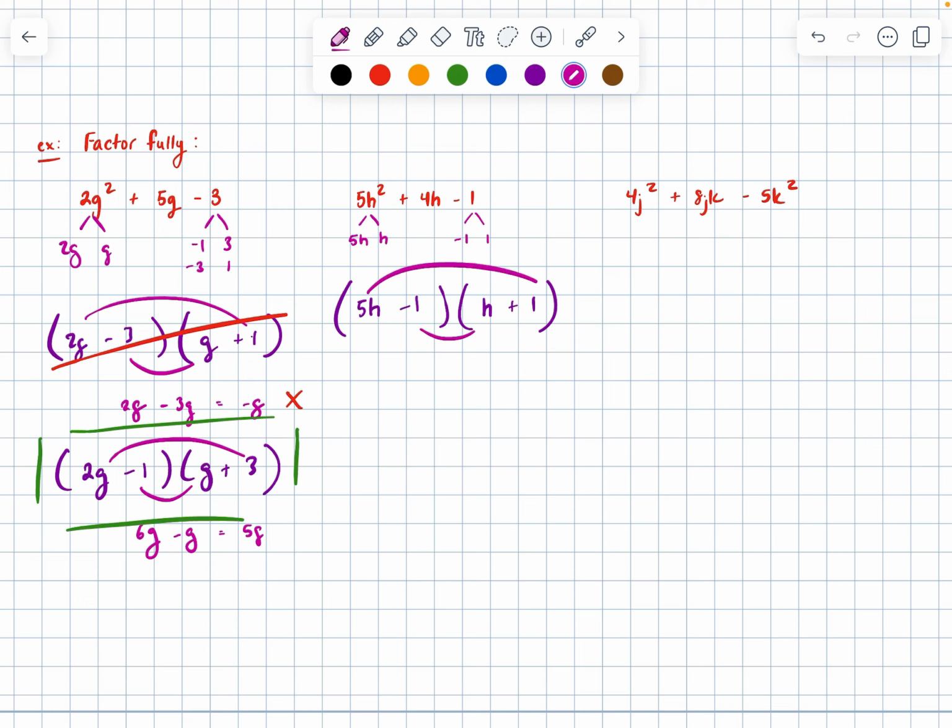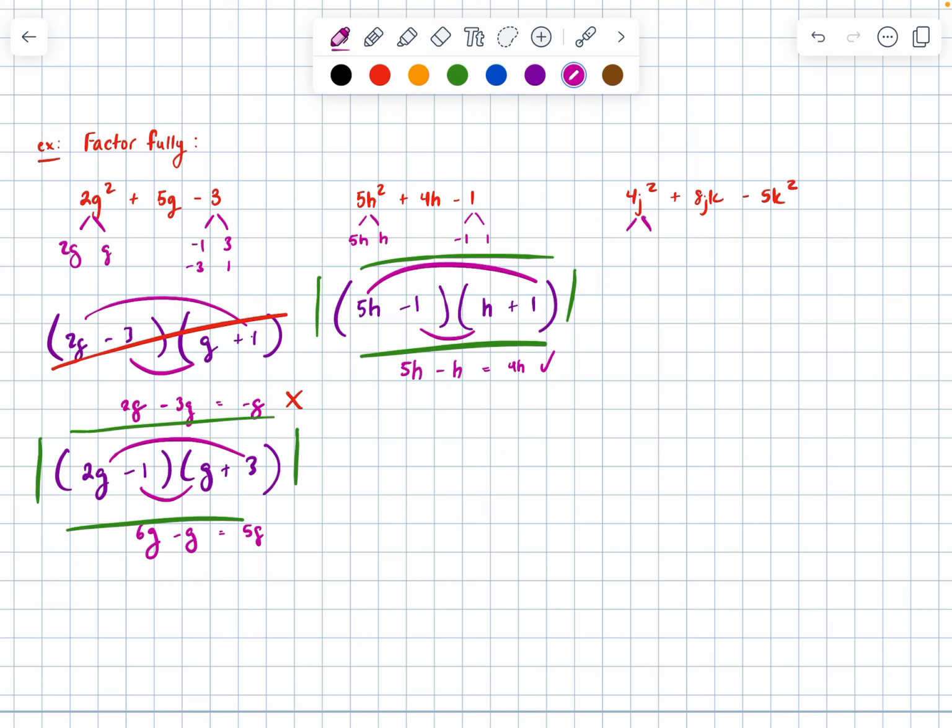5h times positive 1 gets me 5h. Negative 1 times h gets me negative h. Put them together, there's the 4h that we want. This factorization does the trick. Here we go. And last but not least, 4j squared plus 8jk minus 5k squared.